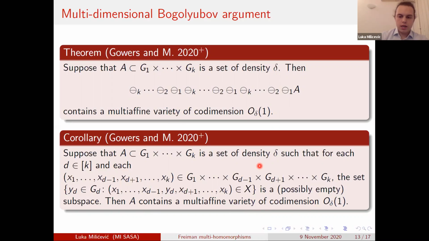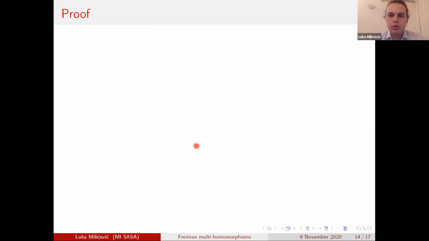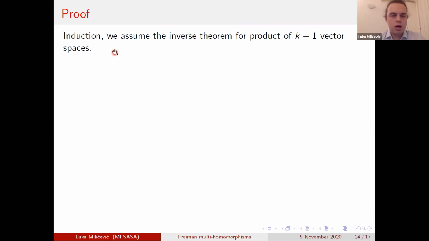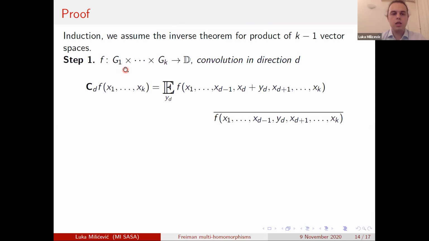Okay, so I still have some 5 minutes, so let me try saying something about the proof and maybe just stopping in the middle of it if time runs out. So how do we prove the inverse theorem for Freiman multi-homomorphisms? Well, the proof is by induction on K, meaning we assume the inverse theorem for a product of a smaller number of vector spaces. And the first step in the proof is actually to generalize this multi-dimensional Bogolyubov argument.